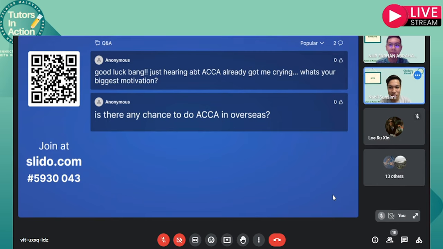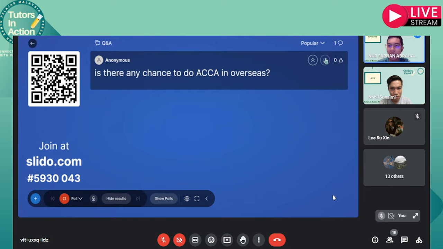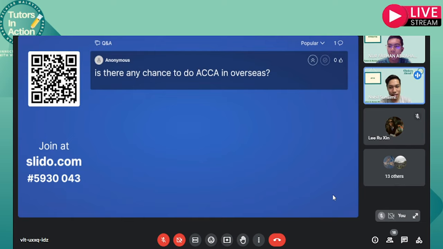Okay, last one. Is there any chance to do ACCA overseas? That's a very good question. Yes, there is absolutely every chance to do ACCA overseas. After you study, you can just go to Singapore and work. It is that easy. From an employer's perspective, it doesn't matter if you did your ACCA in Malaysia or Singapore or in UK, because all the syllabus is the same. You will be taking the same paper as a person who will be taking it in UK. So results-wise, your results will be the same, equal to other ACCA candidates lah.